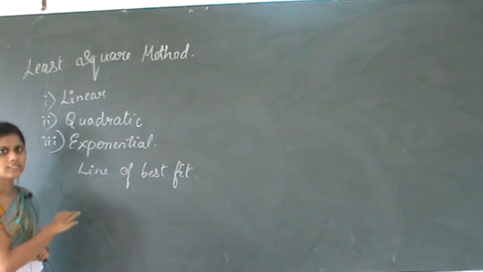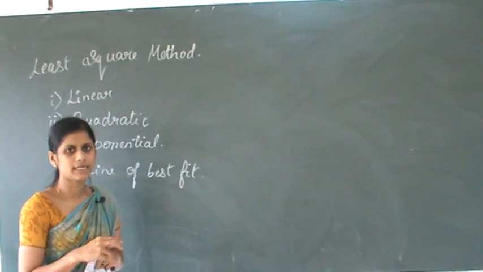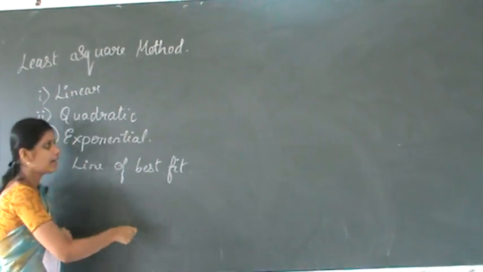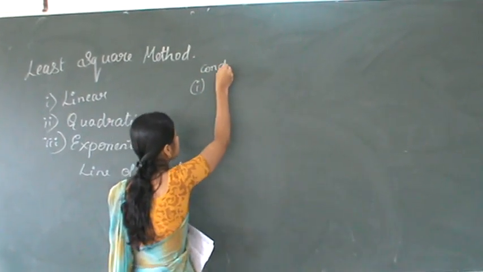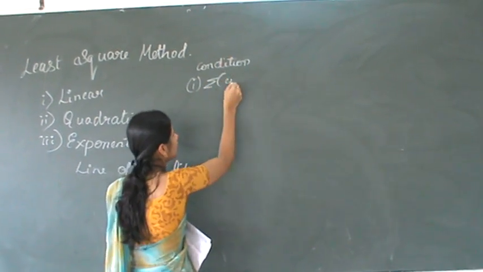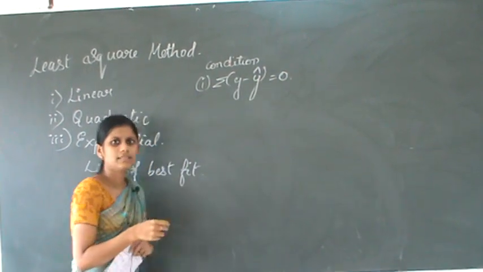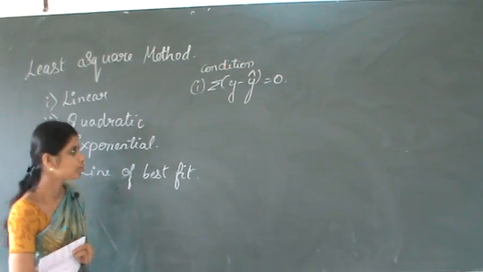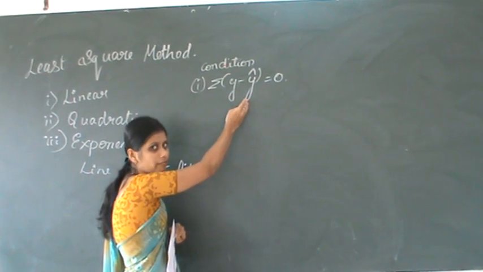This line is drawn in such a way that the following conditions are fulfilled. There are two conditions which are fulfilled in order to draw the line under the least square method. The first condition is summation of (y minus y cap) is equal to 0. Here y is the actual value and y cap is the computed value of y.